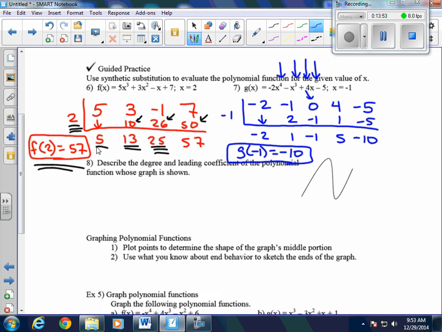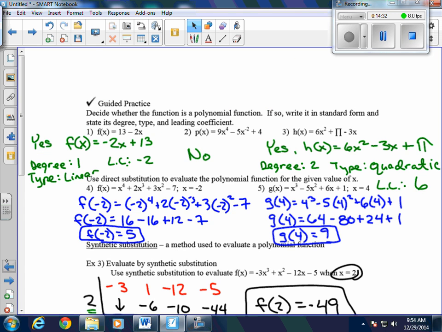And so then you put your numbers in, you get g of negative 1 equals negative 10. So that is using synthetic substitution. Now, sometimes synthetic substitution is way quicker and way easier than direct substitution. Sometimes direct substitution is going to be much easier. So depending on what type of problem you have, you decide whether you should use synthetic substitution or direct substitution. All right, so that is how to evaluate polynomial functions. So that was the first part of our goal, was to evaluate some of those.